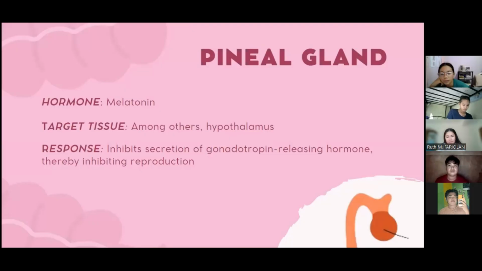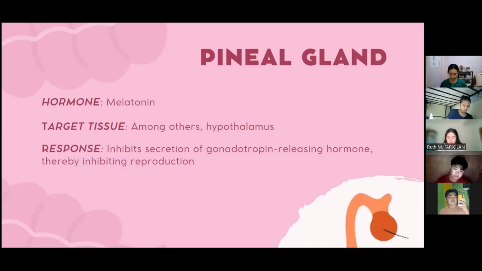Next is the pineal gland. Its hormone is melatonin. Its target tissues, among others, are the hypothalamus, and its response is to inhibit secretion of gonadotropin releasing hormone, thereby inhibiting reproduction. The pineal gland is a small pine cone shaped structure located superior and posterior to the thalamus of the brain. The pineal gland produces a hormone called melatonin.